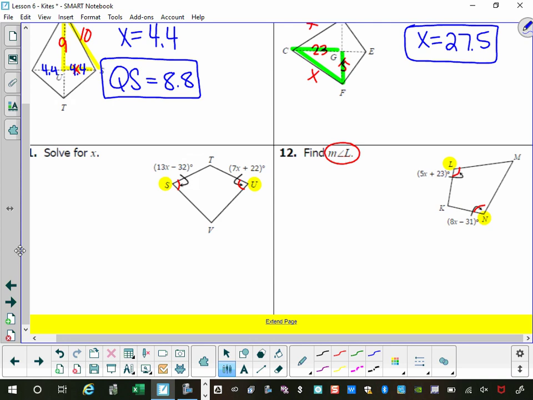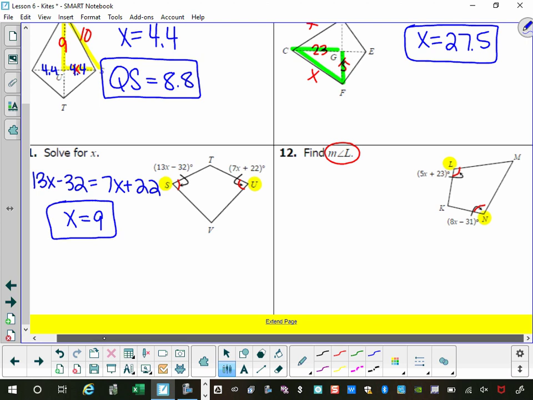All right, for number 11, you should have had 13x minus 32 is equal to 7x plus 22. Did you guys get 9? Good. For number 12, you should have had 5x plus 23 was equal to 8x minus 31. X equaled 18. Did you guys get 18?